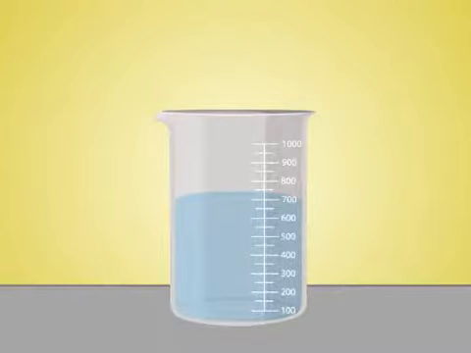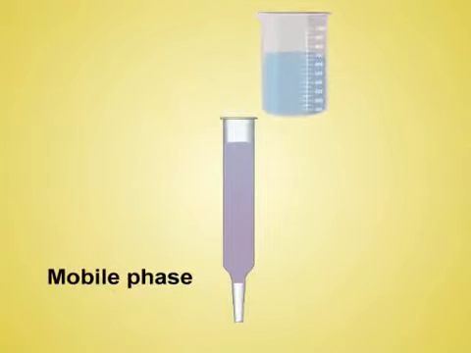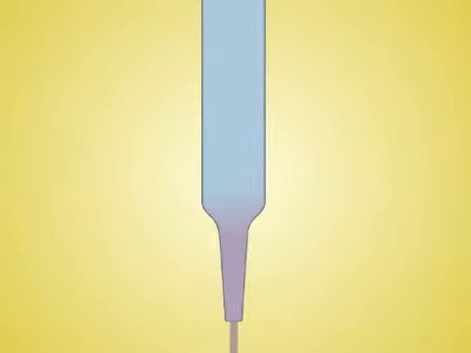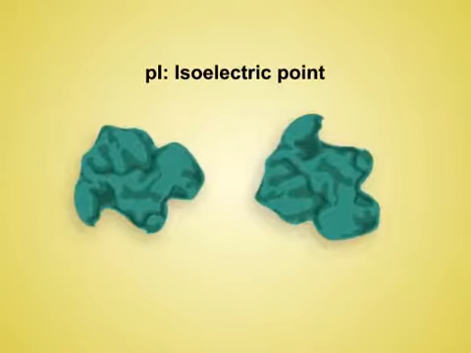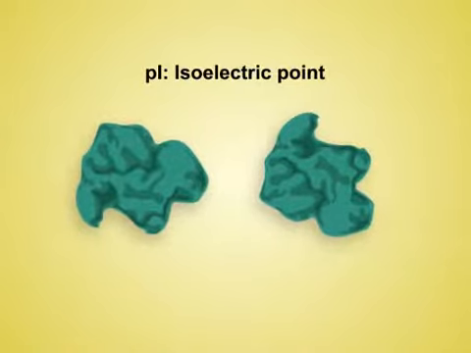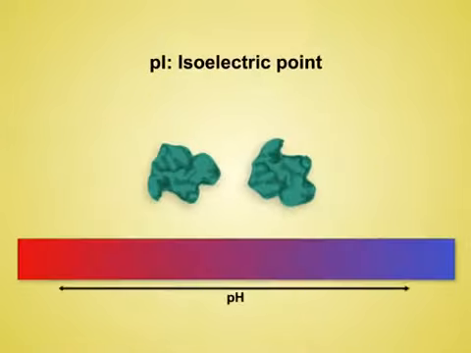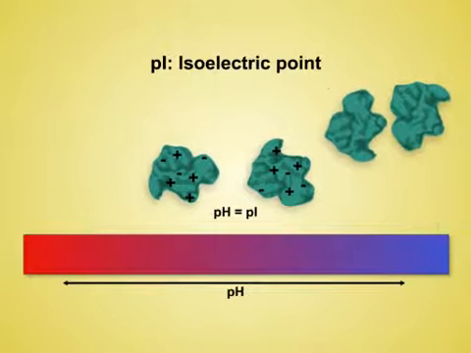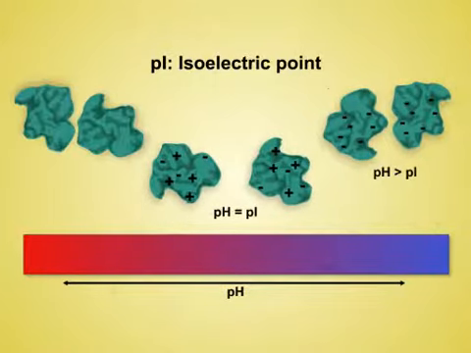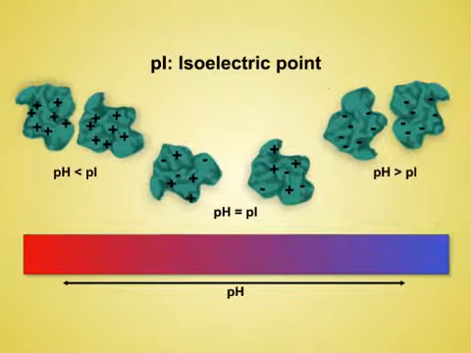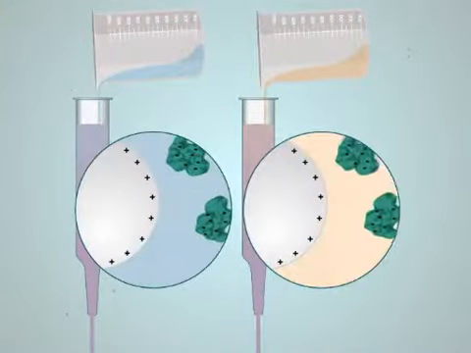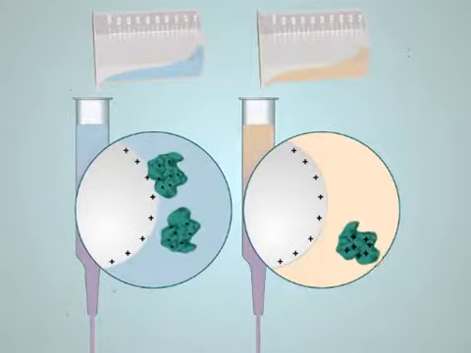The buffers used, collectively called the mobile phase, are also important to separation, particularly in terms of pH. For proteins, pH is selected based on its isoelectric point, or pI. At a pH equal to the protein's pI, the protein is neutral. Above the pI, it will have a net negative charge, while below the pI, it will have a net positive charge.